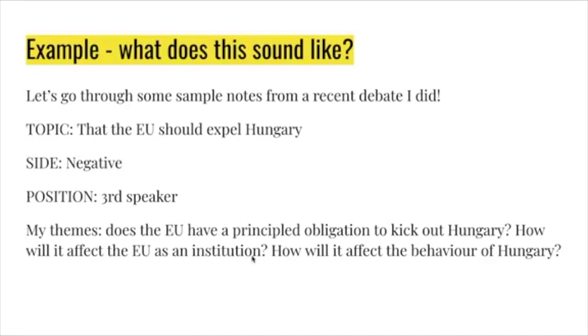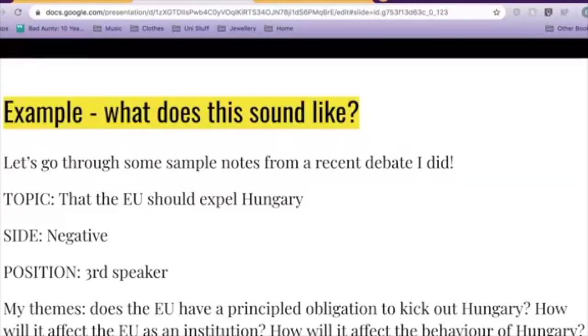So my themes were, does the EU have a principled obligation to kick out Hungary? Because the affirmative wanted to say that the EU as a democratic institution should kick you out if you weren't acting in democratic ways. Secondly, how will it affect the EU as an institution? So my team had a bunch of claims about why this would undermine the EU and make certain countries view it more suspiciously. And then finally, how it will affect the behavior of Hungary. So I want you to just imagine the first two themes, because we're going to skip to the third theme and look at my notes about how I would deal with that.